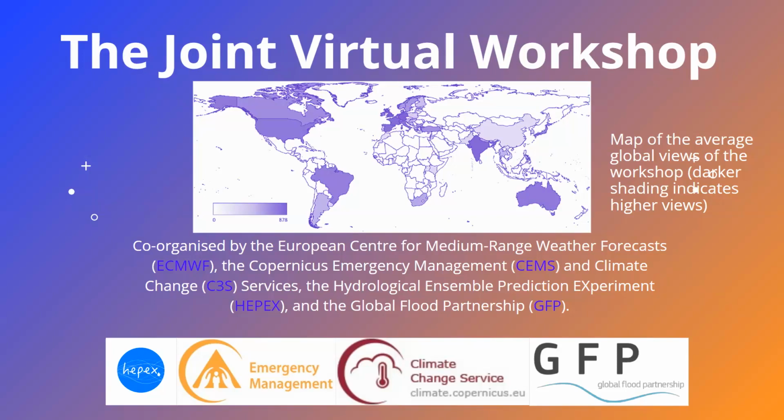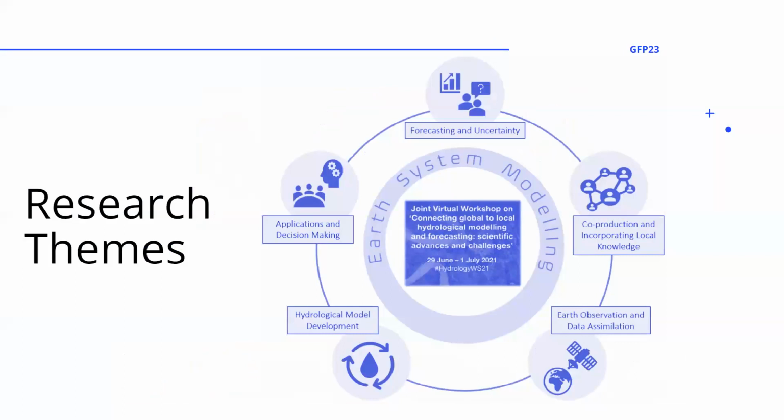So this workshop was organized around 6 themes, focusing on forecasting and uncertainty, co-production and incorporation of local knowledge. And so the risk perceptions is not really outside of what we try to do, but we're not yet quite there. We're working on it. Earth observation data simulation, which is stuff that I do, as most of you know, and then hydrological model development, applications and decision-making. And this running theme of Earth system modeling was woven across all of these as we move more towards trying to understand the feedbacks across various different Earth processes.